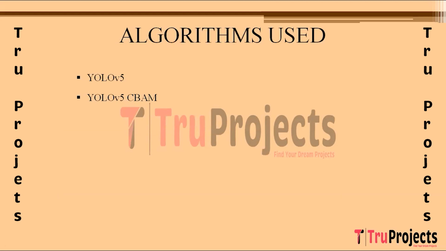The next algorithm built is YOLO V5 CBAM. So YOLO V5 CBAM incorporates the convolutional block attention module, that is CBAM, into the YOLO V5 architecture. CBAM enhances feature representations by selectively focusing on important parts of an image, improving detection accuracy. This modification aims to boost the model's ability to discern weight heads effectively.